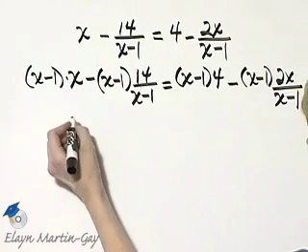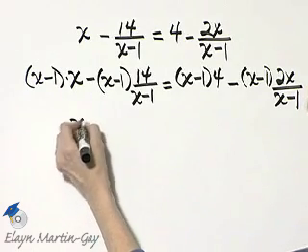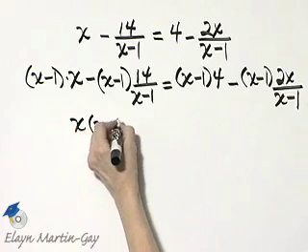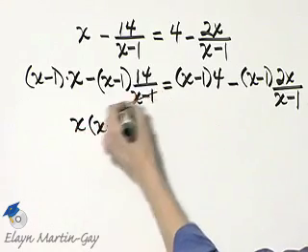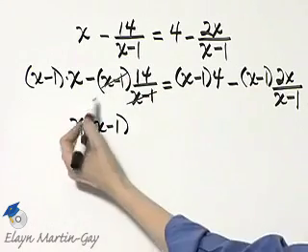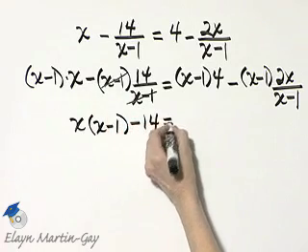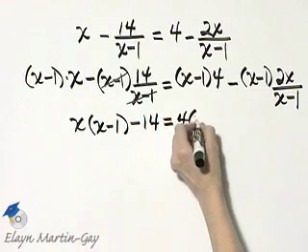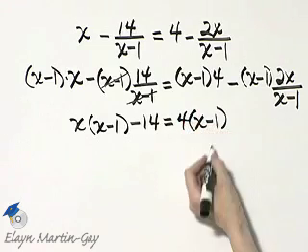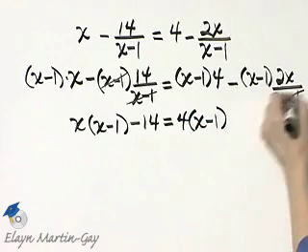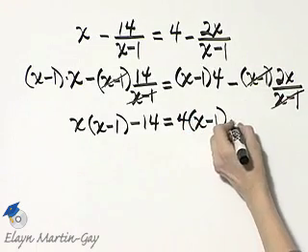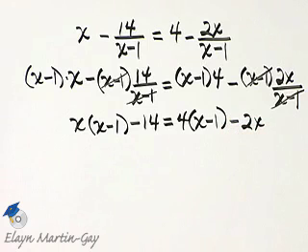Here I have x times x minus 1. I'll just rewrite that. x times x minus 1. Here the x minus 1's divide out. Now be careful, that's minus 14 then. Is equal to, I'll have 4 times x minus 1. I'll work on that in just a moment. And then these x minus 1's divide out, and I have minus 2x.